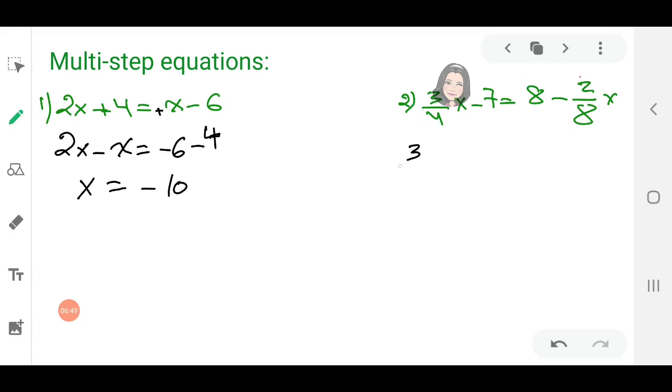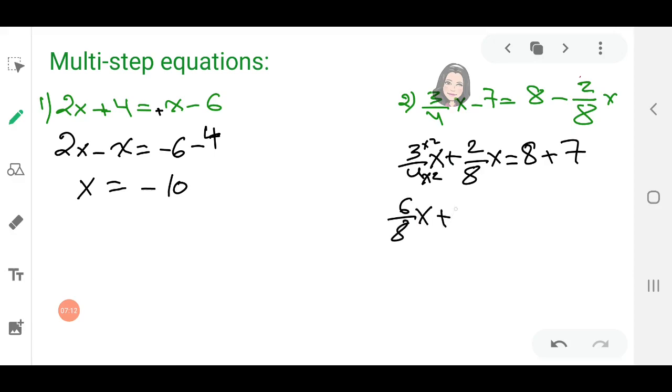Now over here, 3 over 4x, move this minus 2, it will be plus 2 over 8x, equal to 8. Move the minus 7 to the other side, it's a plus 7. Now adding fractions, I need the same denominator. LCM of 4 and 8 is 8, so I will multiply the first fraction by 2. I'll get 6 out of 8x plus 2 out of 8x is equal to 8 plus 7, that's a 15. Now, 6 plus 2 is going to be 8 over 8x equal to 15.